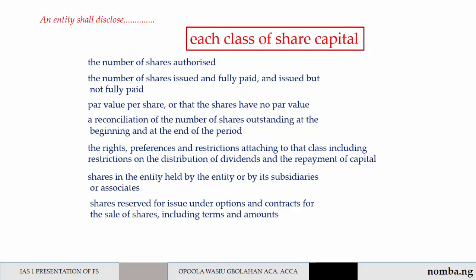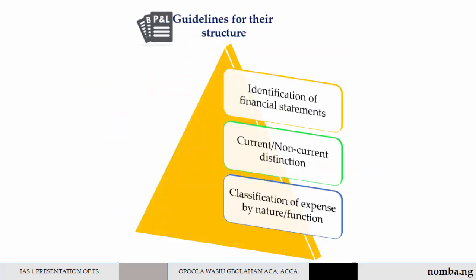In the next video, we will look at the third guideline, which is the classification of expense by function or by nature. That will explain in detail the statement of profit or loss.